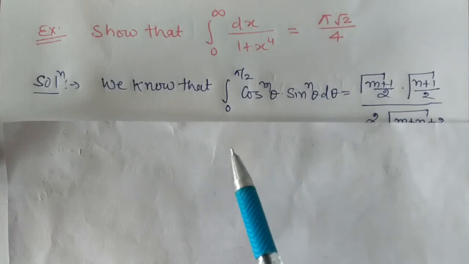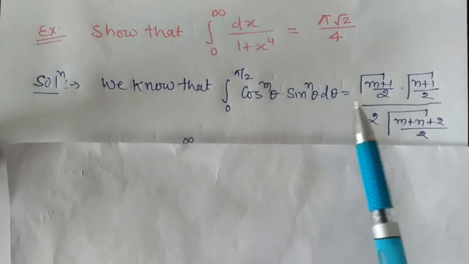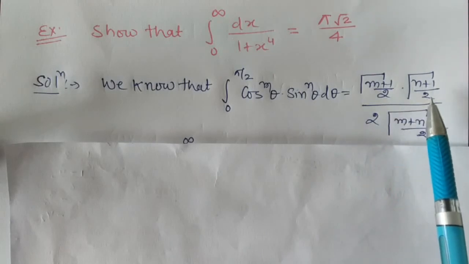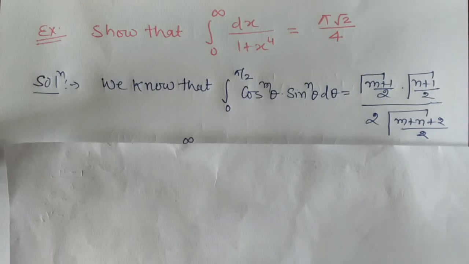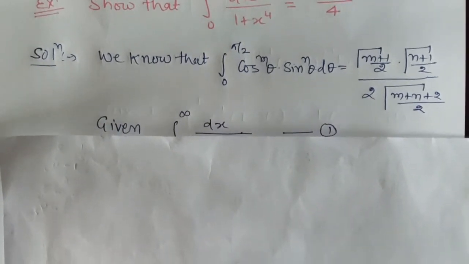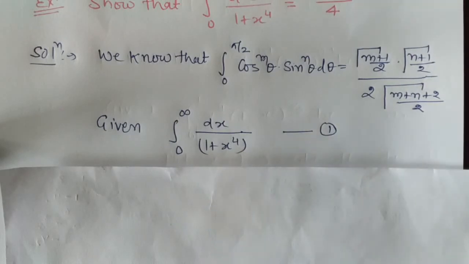the integral from 0 to pi by 2 of cos theta power m into sin theta power n d theta equals gamma of (m plus 1) by 2 into gamma of (n plus 1) by 2 upon twice gamma of (m plus n plus 2) by 2. Now the given integral is the integral from 0 to infinity of dx upon 1 plus x power 4.